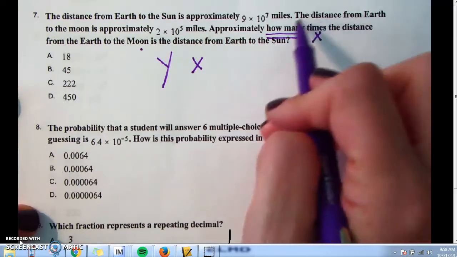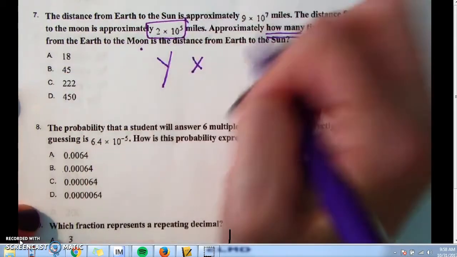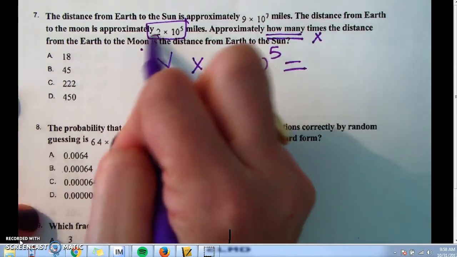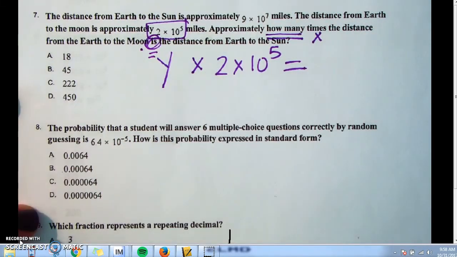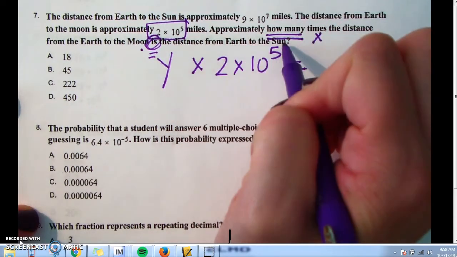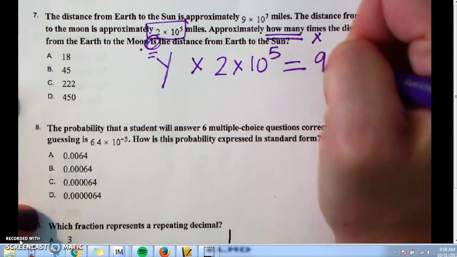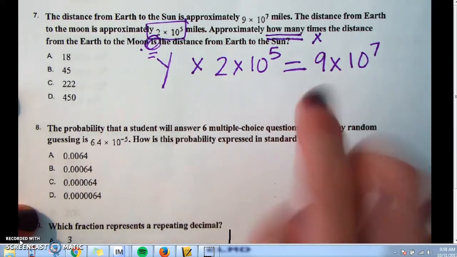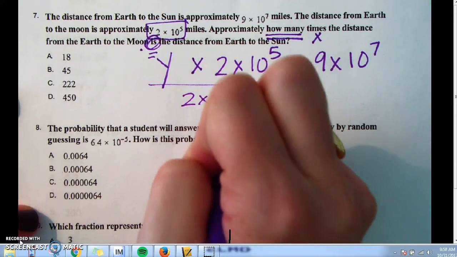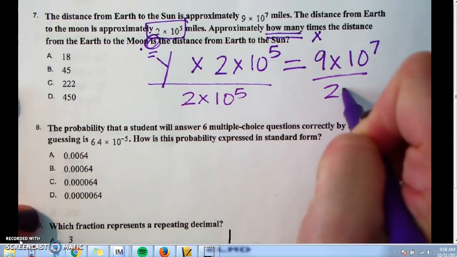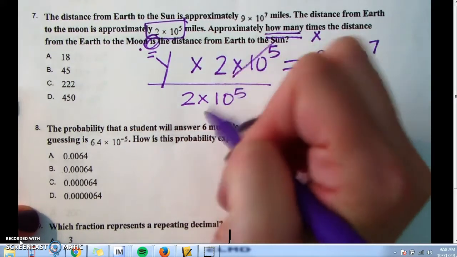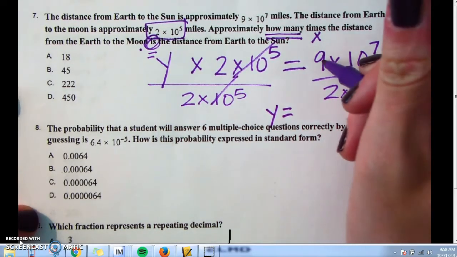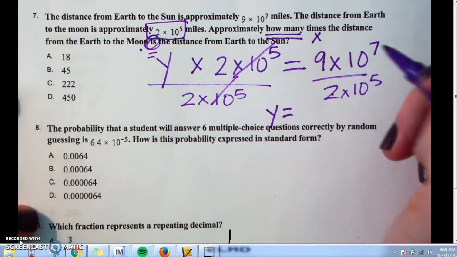According to the problem, the distance from the Earth to the Moon is 2 times 10 to the 5th. And that's equal to, is, this word right here, remember, means equal to, the distance from the Earth to the Sun. And according to the problem, the distance from the Earth to the Sun is 9 times 10 to the 7th. So if I wanted to solve that equation, I would divide both sides by 2 times 10 to the 5th. These would cancel. I'm left with my variable. The number of times is equal to 9 divided by 2 is 4.5.